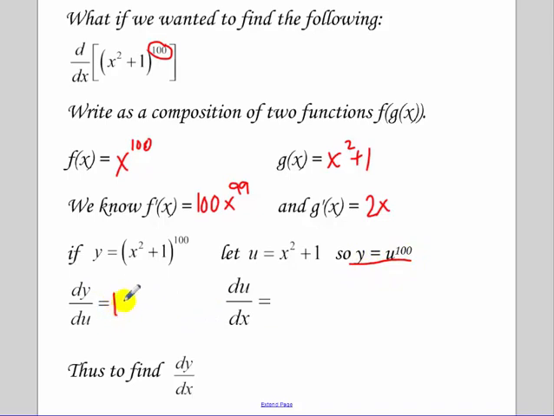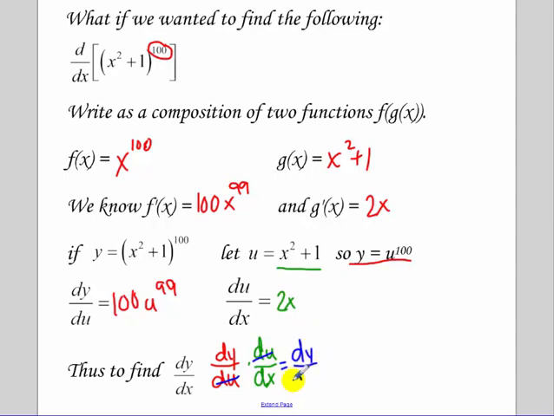So u is our variable, so we have 100 u to the 99th. And then we're going to take x squared plus 1 and take the derivative of this expression with respect to x, so that's going to be 2x. So now what we're going to do is to find dy/dx, we're going to take dy/du and multiply that by du/dx, canceling essentially out the du's to get dy over dx.